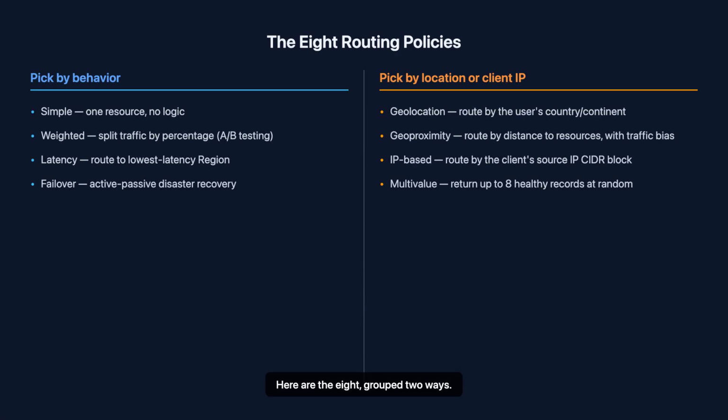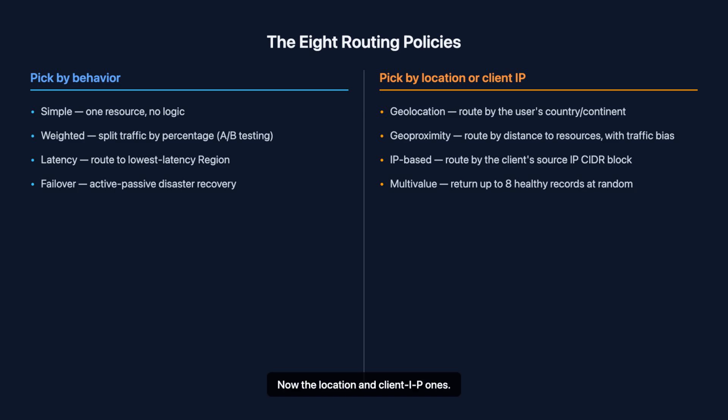Here are the 8, grouped 2 ways. The behavior-based ones first. Simple sends everyone to one resource with no logic. Weighted splits traffic by percentage, perfect for A/B testing or a gradual rollout. Latency routes each user to the lowest latency region. And failover gives you active-passive disaster recovery.